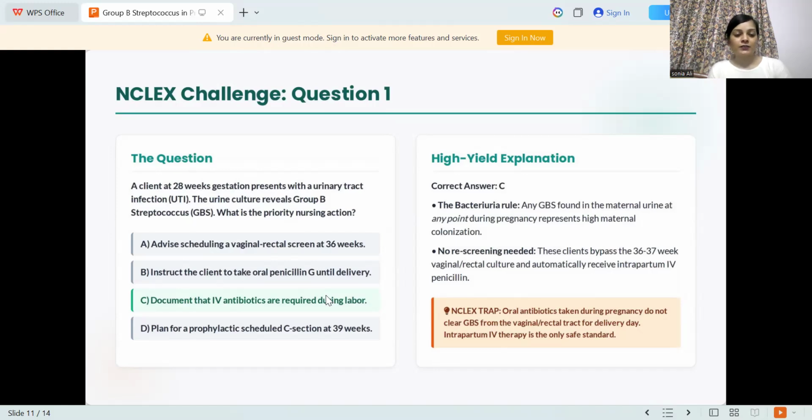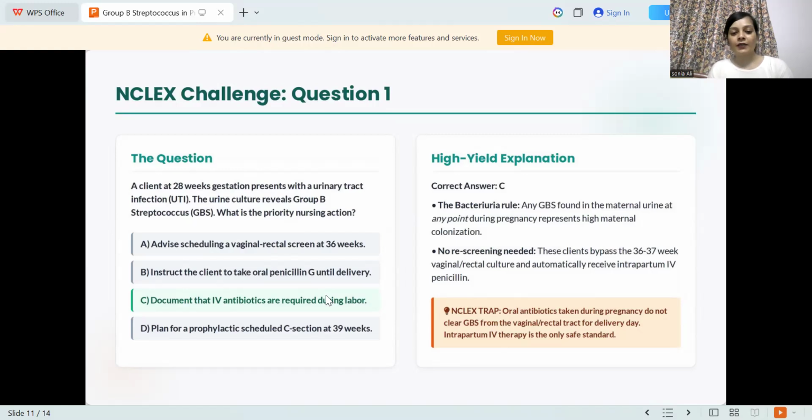First is advise scheduling a vaginal rectal screen at 36 weeks. Think about that. We are doing vaginal rectal screening at 36 weeks, but it was already identified at 28 weeks. Instruct the client to take oral penicillin G until delivery. This is not a primary care treatment. We need to give IV, so this also is not a correct answer.